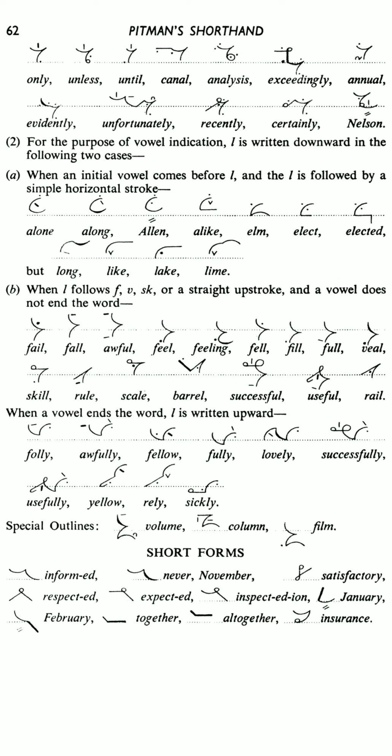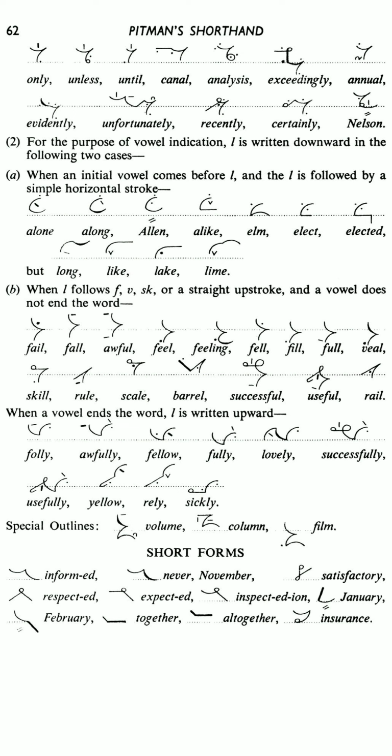Feel: F through the line, then downward L, heavy dot on the third place of downward L before it. Feeling: same outline के साथ NG ऐड करेंगे. F through the line, downward L, NG, put the heavy dot on the third place of downward L before it.